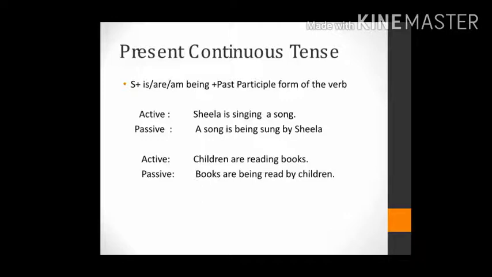Whenever a continuous tense is there, always you have to remember that you have to use being, B-E-I-N-G. One more example. Children are reading books. Children the subject here. Read is the verb and books the object. So we'll start with books. Books are being read by children.